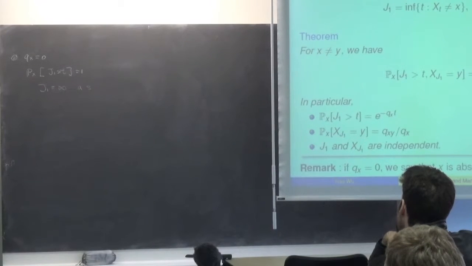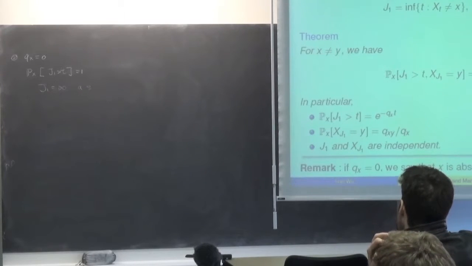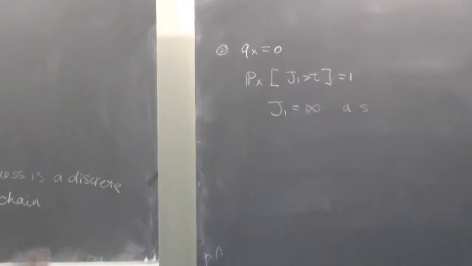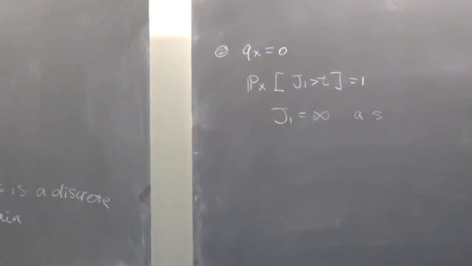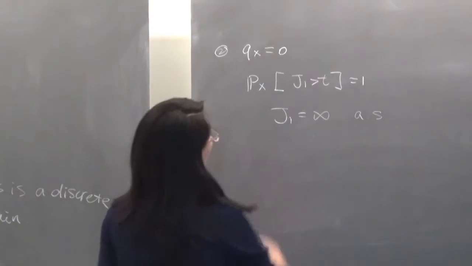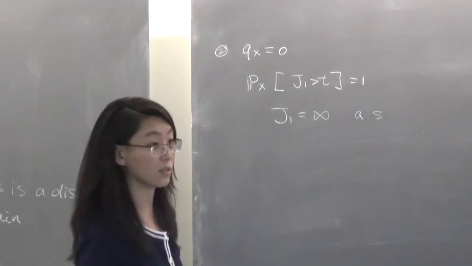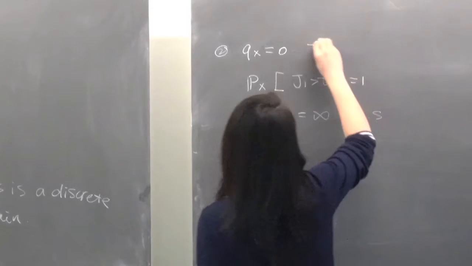So this means once we arrive at x, we will stay there forever. We don't have any jump from there. So in this case, the state x is absorbing. Once we jump to x, then we stay there forever. So this is why, when q_x is 0, we call x absorbing.